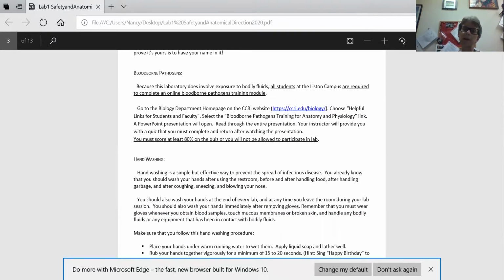Here's the bloodborne pathogens directions. Again, take a look at the presentation, make sure you understand it, and then open up the quiz, take the quiz. The quiz is automatically graded, and I will see those grades, and if you have at least an 80, you are all set.